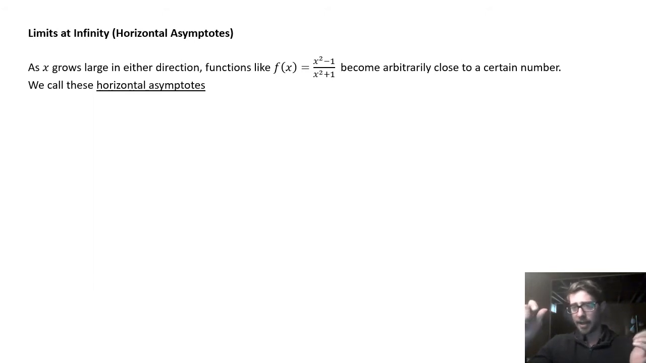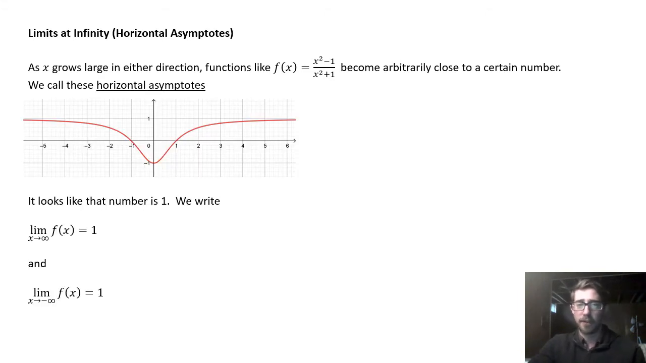It's an invisible line. It looks like a vertical asymptote. You usually see it as a dashed line, but it happens for a very different reason. So those are called horizontal asymptotes. And now that we have limit notation, we just have a new way to kind of talk about them.